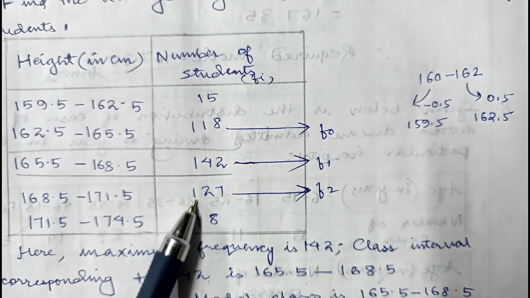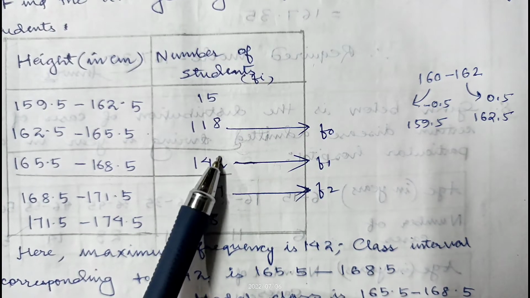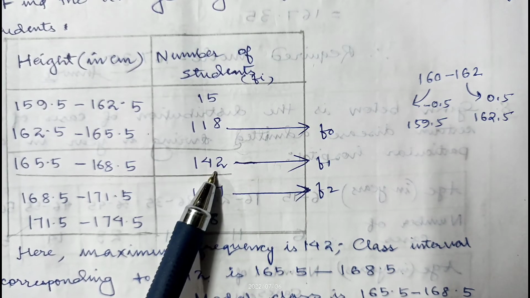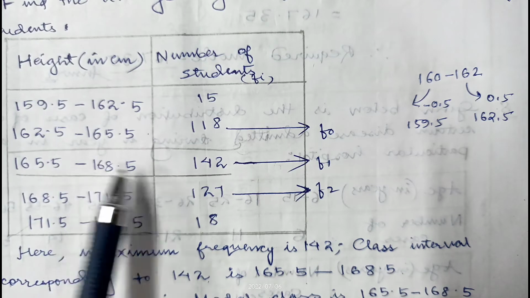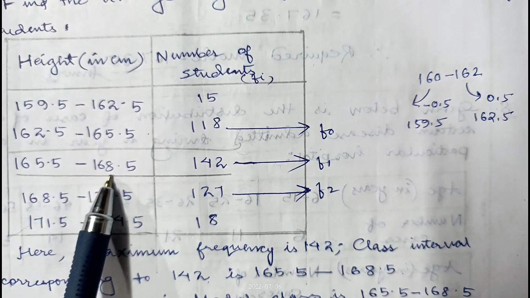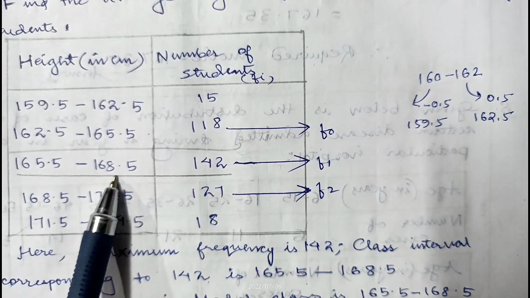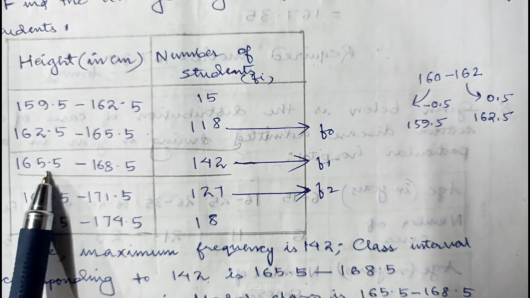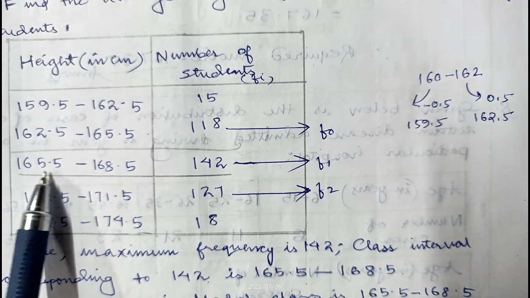Now if you see the frequencies, the maximum frequency is 142. Since this is the maximum frequency, the class interval corresponding to it, which is 165.5 to 168.5, is the modal class. And since this is the modal class, 165.5 will be the lower class limit of the modal class, which is L.